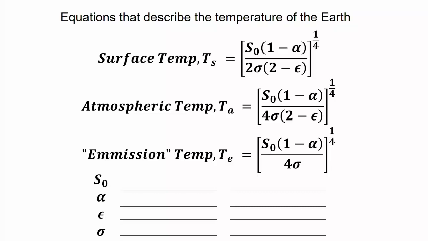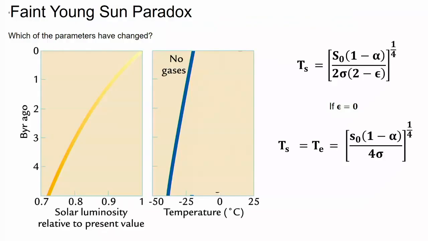And then to know what these things are. So S0 is the solar flux, the amount of radiation received at the Earth's surface. Alpha is the albedo, the reflectivity of the planet. That doesn't have any units. Neither does epsilon, which is the absorptivity. And the Stefan-Boltzmann constant has crazy units, and that's just a constant. Okay, so that's stuff you're going to have to know.